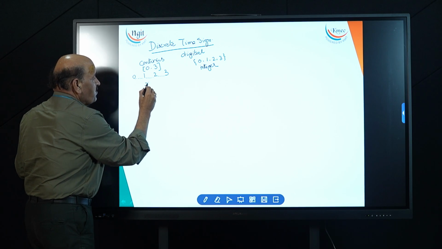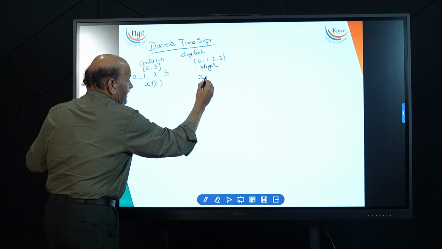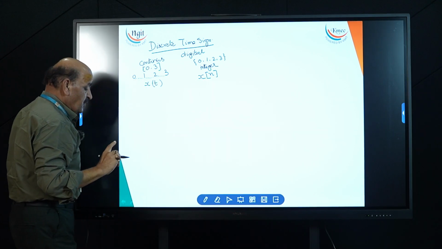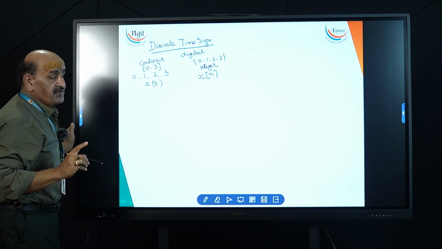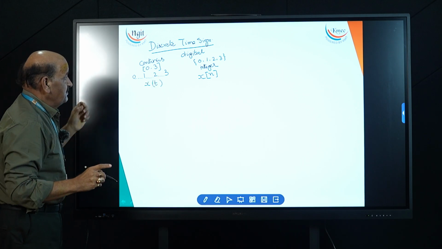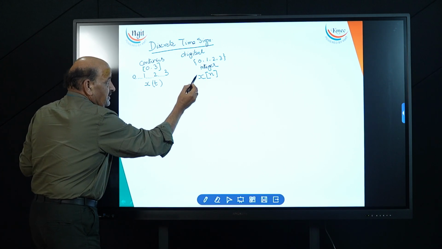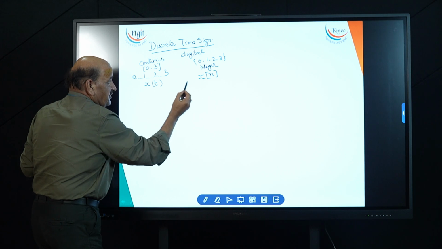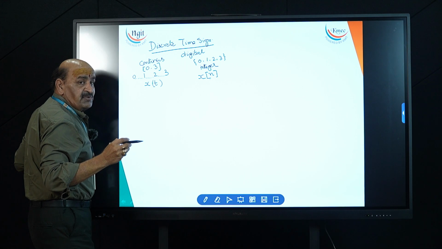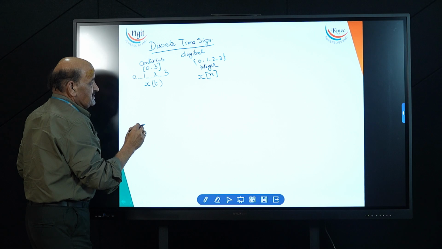Here, for continuous signals we use x of t. Here, we have to write x, square brace, small n, like this. So these two representations are important for the difference between continuous and digital time signals. Here the name of the signal is x, and in square braces, small n, instead of small t. Small n represents only integers, make it a point. Now in examinations they ask you like that.